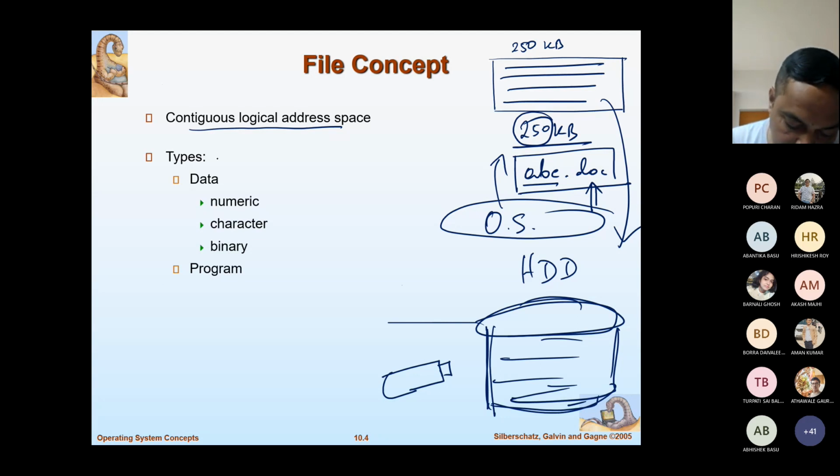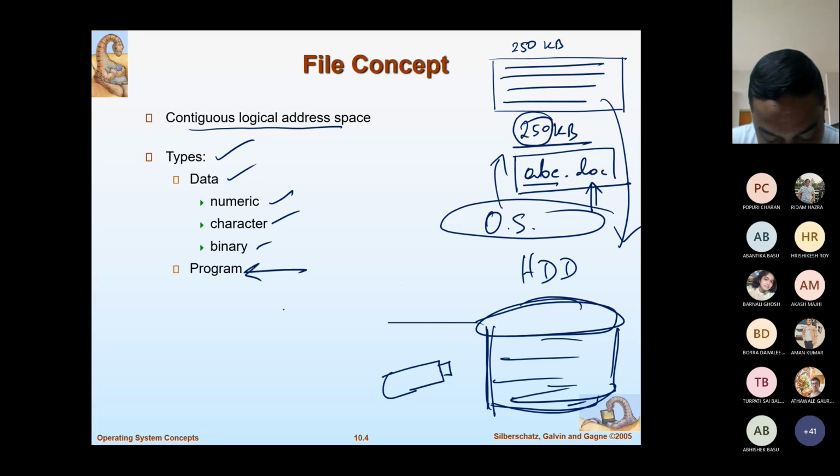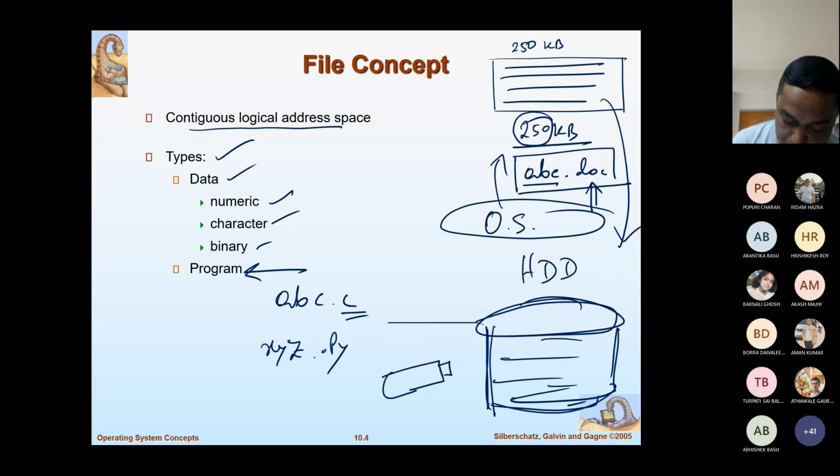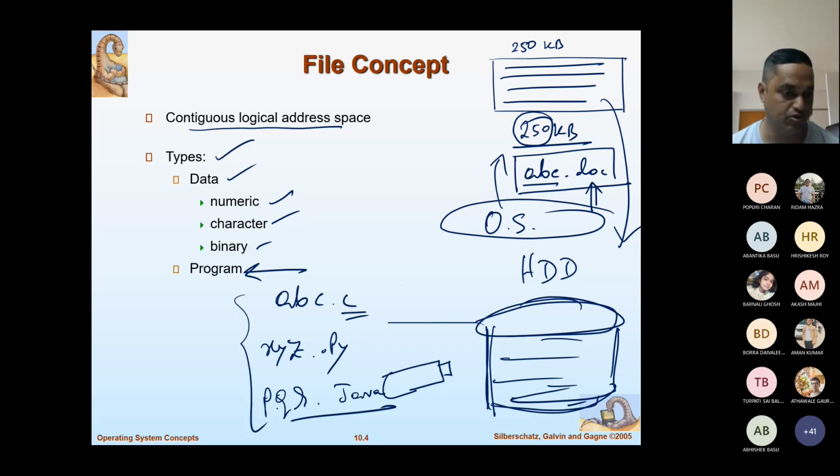Now what are the types of files? It can be a data file, it can be numeric, character, binary file, even it can be a program file like .c. You have created the file in C programming language. You can create a file maybe .py, a Python file, xyz.py. You have created a file pqr.java, it is a Java file. So these are all program files which you can execute through a proper compiler or interpreter.